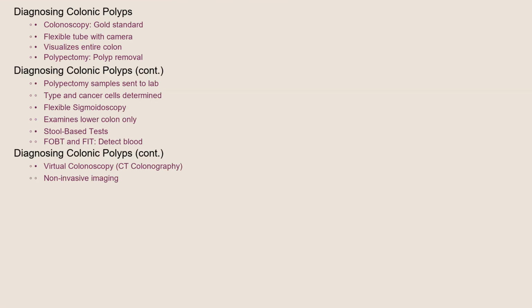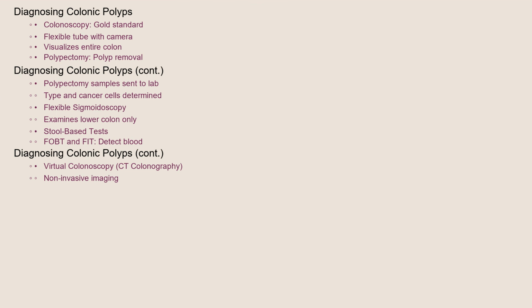The gold standard for diagnosing colonic polyps is a colonoscopy. During a colonoscopy, a long, flexible tube with a camera attached is inserted into the rectum and advanced through the colon. This allows the doctor to visualize the entire colon lining and identify any polyps that may be present. If polyps are found, they can be removed during the colonoscopy in a procedure called a polypectomy. The removed polyps are then sent to a laboratory for pathological examination to determine their type and whether they contain any cancerous cells.